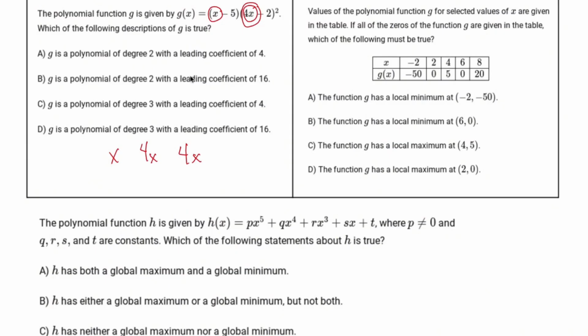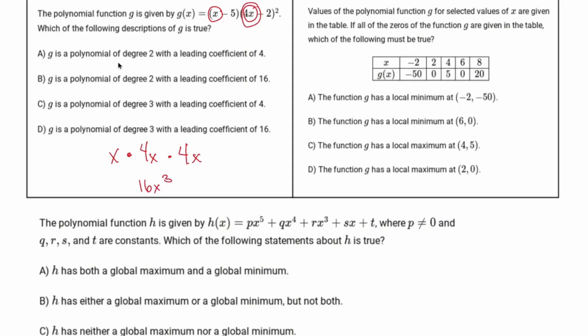So if we were to FOIL all this out, that would take a while. All we care about is the leading coefficient. So take the leading coefficient of each factor and write it out as many times as the exponent tells you to. I have x. I'm going to multiply 4x to that, and 4x again because of the multiplicity being 2. x times 4x times 4x is 16x to the third.